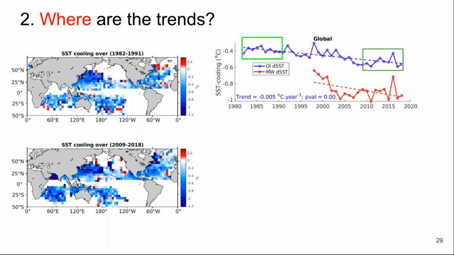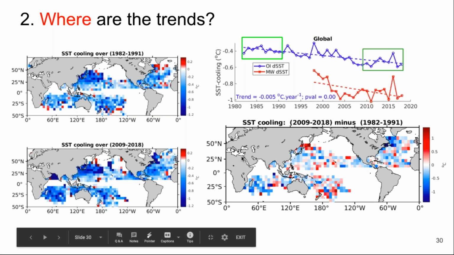And so next, where are the trends? Because we don't have enough data to compute the trend at every single location, what we do here is take two different decades, the first decade and the last decade. We compute the mean cooling of each decade for every 5 by 5 degree box. Here is the resulting map for the first decade, here is the resulting map for the last decade, and here is the difference between the two decades.